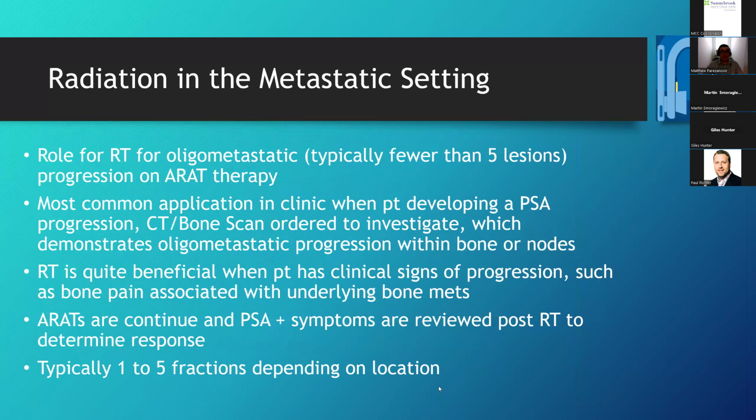I'll talk very briefly on radiation in the metastatic setting. There is definitely a role for radiation for oligometastatic lesions, typically fewer than 5 lesions, when patients do progress on their ARAT therapy. The most common application in our clinic would be when a patient is developing PSA progression. We would start to work them up with CT and bone scan. This would demonstrate oligometastatic progression in the bone or the lymph nodes.